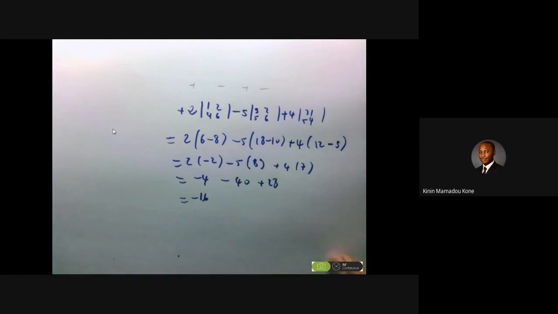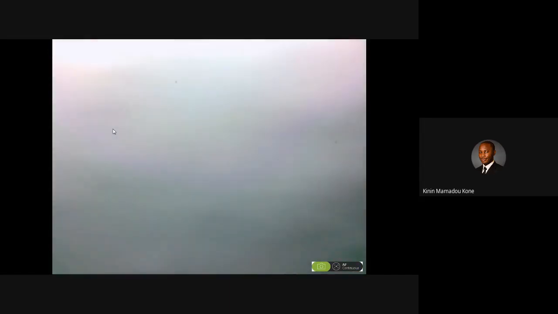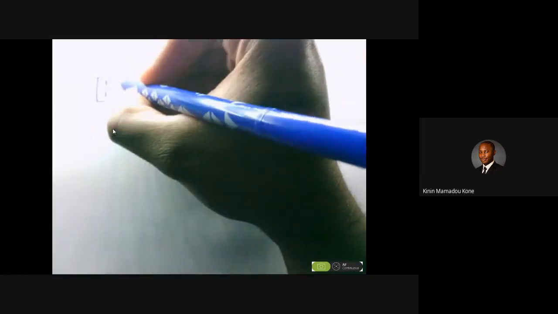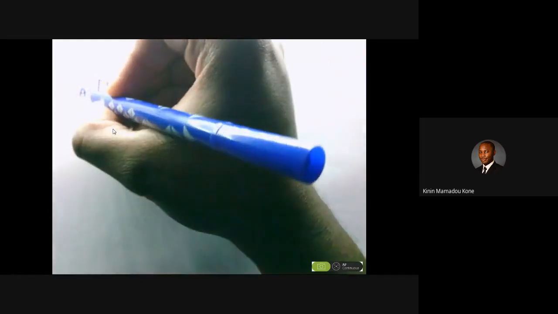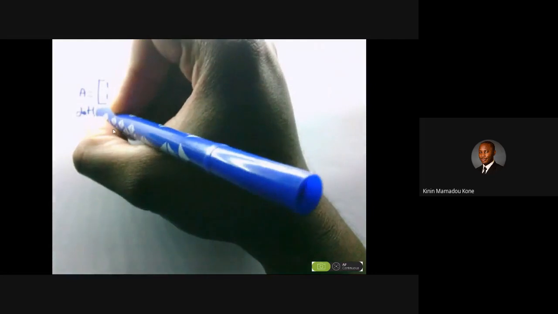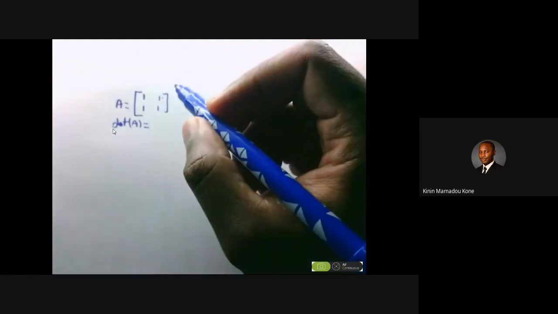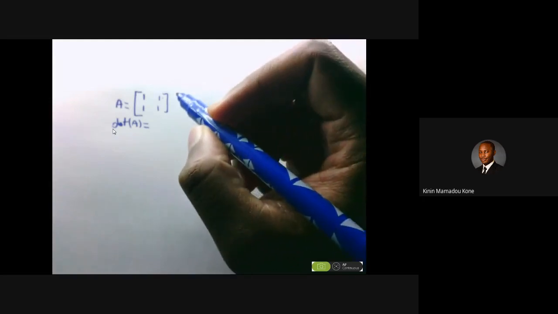If I write something like, if I write, what's the determinant of the matrix A? Okay, no, I'm going to use another example. Let me use another example. That's not what I wanted to use.